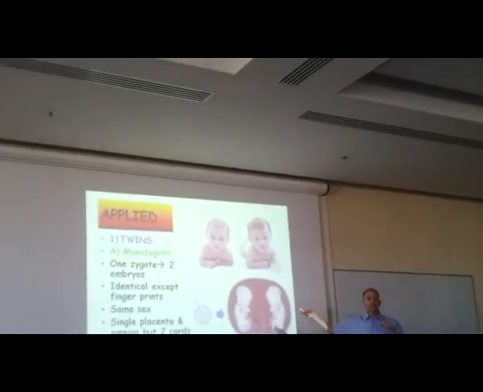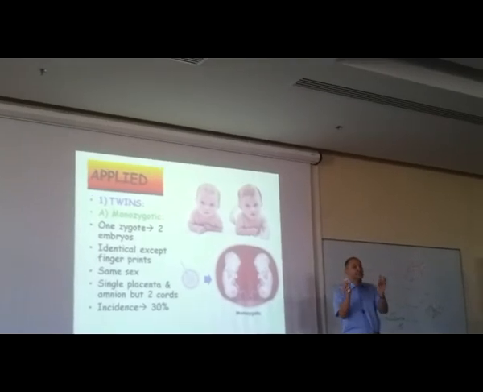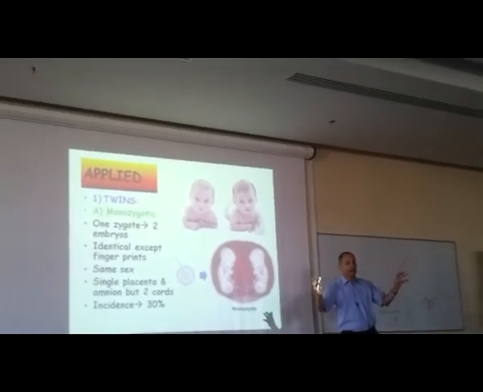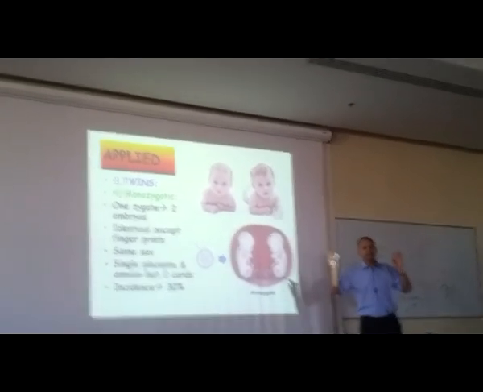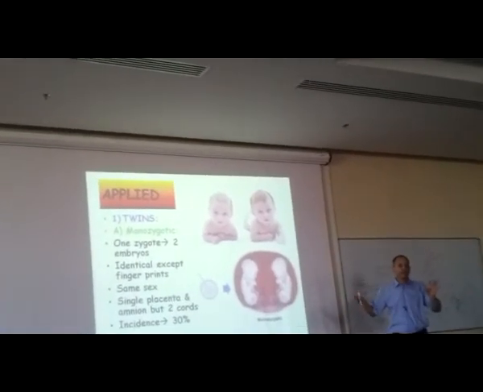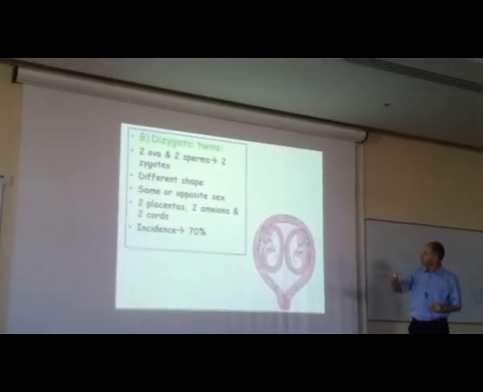This is monozygotic twins, meaning one ovum, one sperm, one single zygote that becomes divided. So they should be similar to each other: same sex, same color, and so on. Mirror images, except for the fingerprints. Okay?